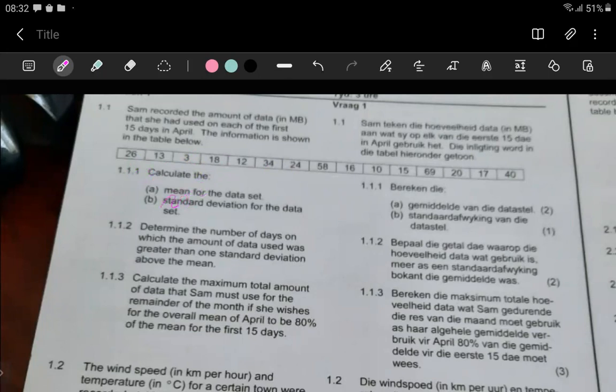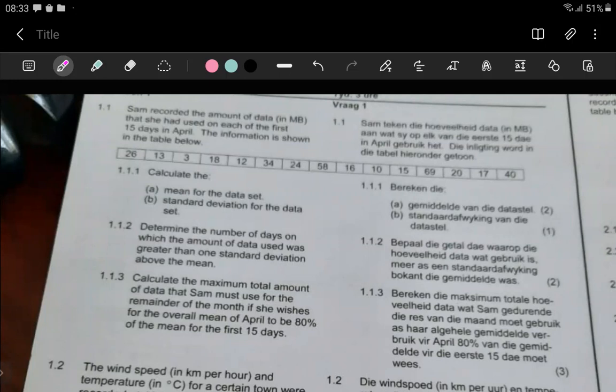It says here though, calculate the mean for the data set, and then we should calculate the standard deviation for the data set. So what we know is that getting the mean and getting the standard deviation is mainly a matter of just using our calculator, right?